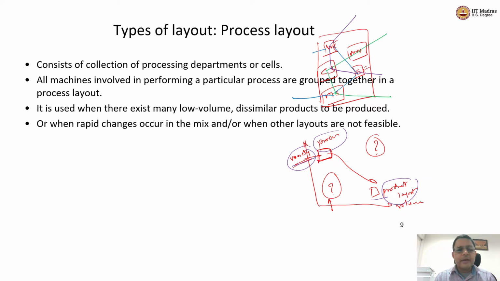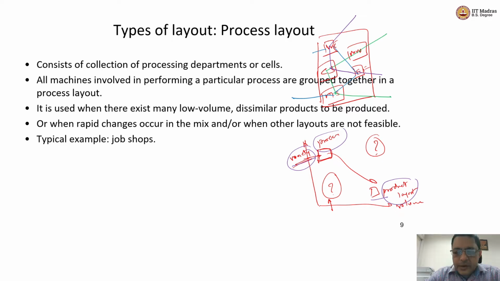So whenever there are rapid changes in the product design, and every time you change the design, if you are in product layout, you will have to change the layout, right? So therefore product layout is not even feasible. So the only thing feasible is what is called a process layout. The best example of that is a job shop. Now, what is a job shop?